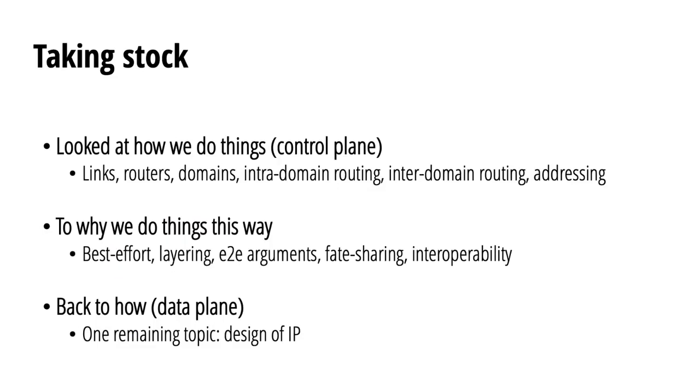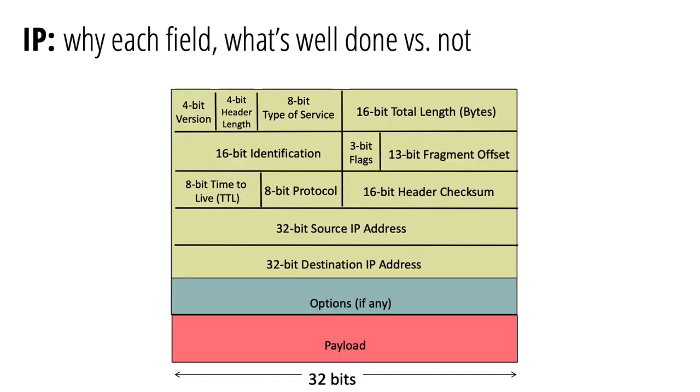Okay. So taking stock, we started looking at how we do things, and we were looking at the control plane: links, routers, topologies, domains, intra and inter-domain routing. Then we switched to why we do things a particular way. We talked about best effort, layering, the end-to-end argument. There's one remaining topic, which is going back to the data plane, which is the design of IP.